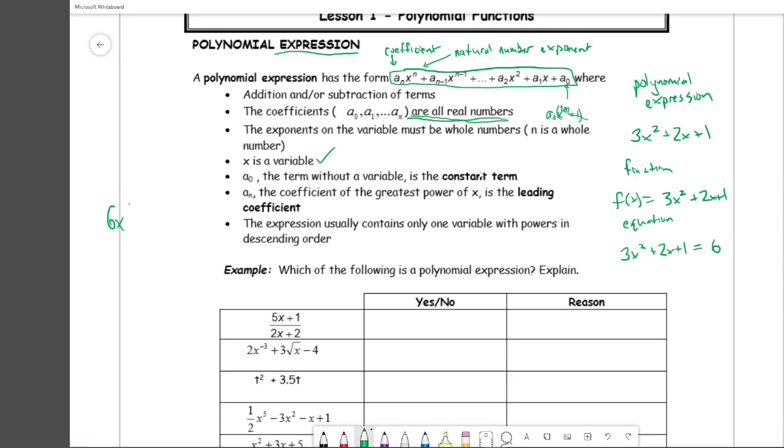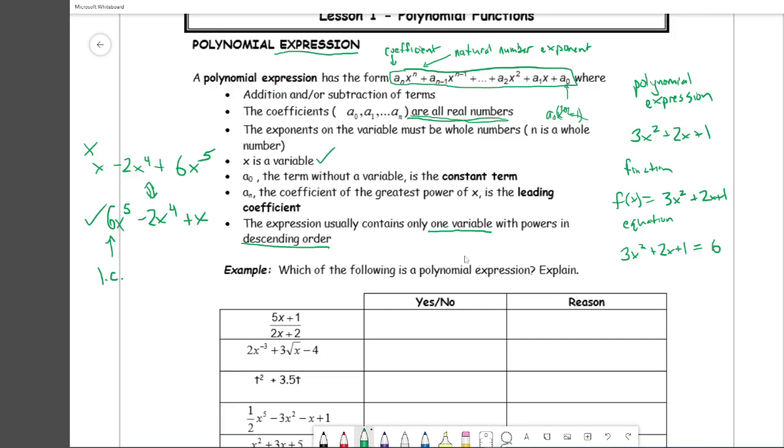For example, 6x to the 5 minus 2x to the 4 plus x. We would say 6 is the leading coefficient because it is the number that is attached to the highest power of x. Normally, it's only one variable, and the powers are in descending order, which is to say we don't normally write this like this, even though they are the same. We usually write them with the lower power last, because it just makes it easier to read if we all follow the same pattern.